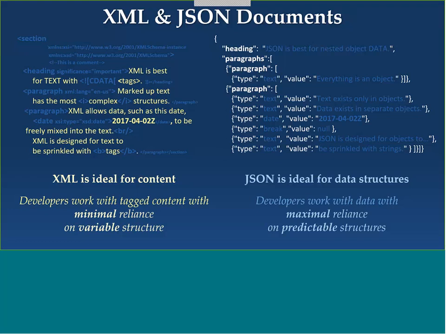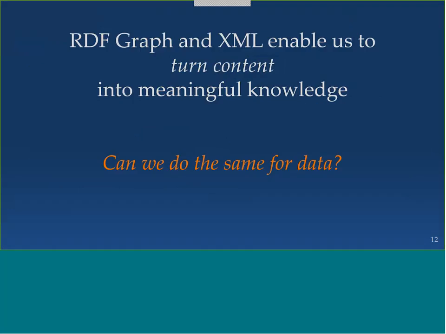In XML, you start with text first and you mark it up with tags. In JSON, you start with an object model and you throw data into it. So JSON is ideal for data, where you're data first. XML is ideal for text when you're text first. So you can have both in the same database, if your database can support it, like MarkLogic can do. Then you can use JSON for data and XML for content, and you can do the opposite. You can put content in JSON, you can put data in XML, but they're designed for different use cases. So really a document graph model has to understand that there's text content, there's data content, and there are graphs between it all. So since RDF Graph and XML enable us to turn content into meaningful knowledge, can we do the same for data?